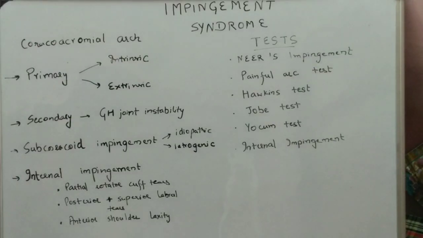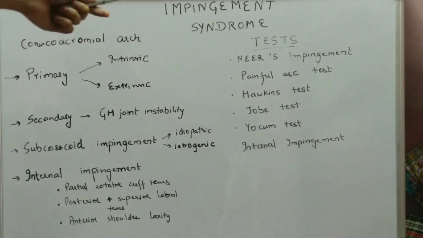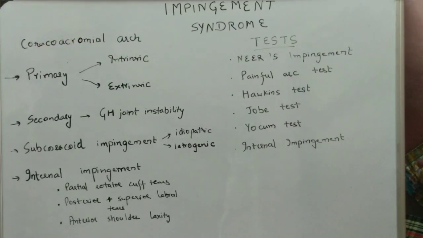So in this video, we will discuss shoulder impingement syndrome. Firstly, we will identify where this impingement is occurring. The first impingement we are talking about here is in the subacromial space, in the coracoacromial arch.